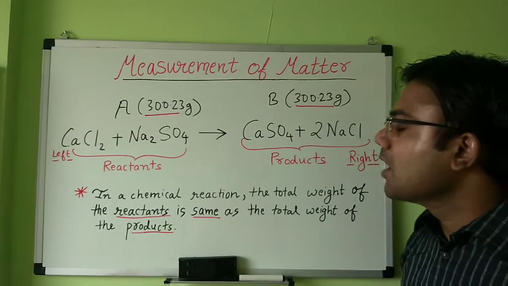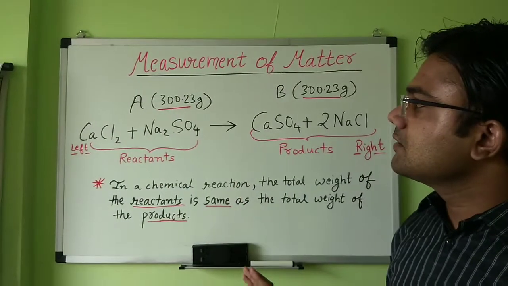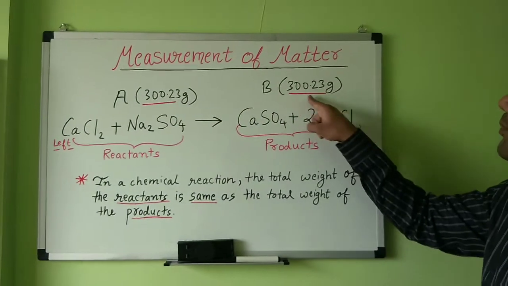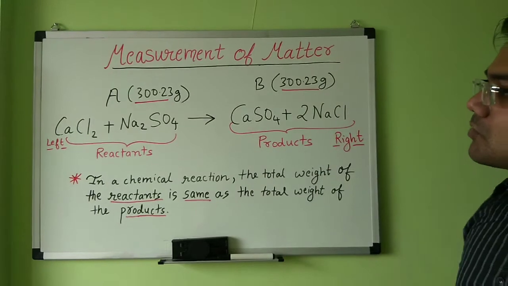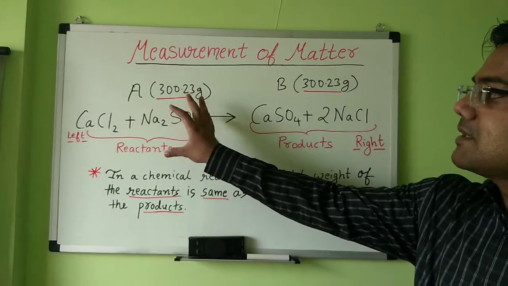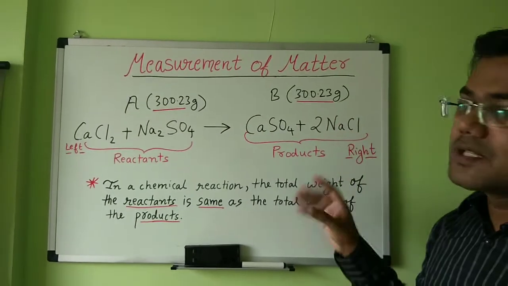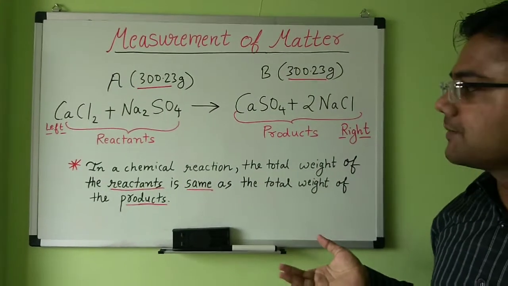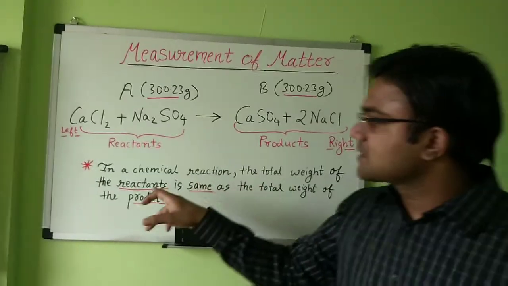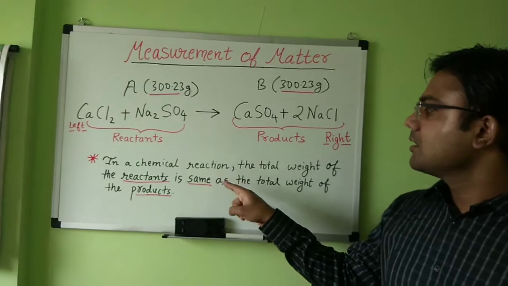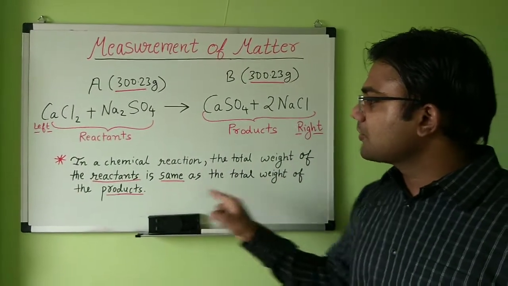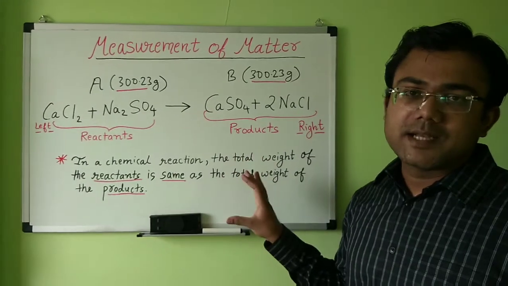Now in the previous chart we have seen the weight of the reactants is 300.23 grams and the weight of the products is 300.23 grams, the same. By this you can come to the conclusion that the weight of the reactants is the same as the weight of the products. This is nothing but the law of conservation of matter. You can summarize this law in other words like this: in a chemical reaction, the total weight of reactants is the same as the total weight of the products. As simple as that.